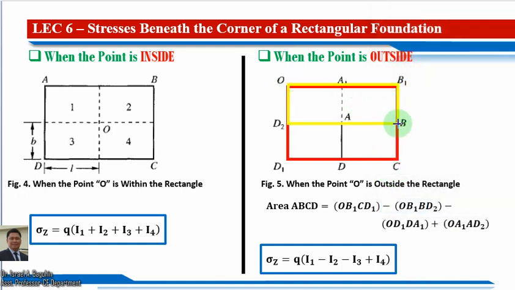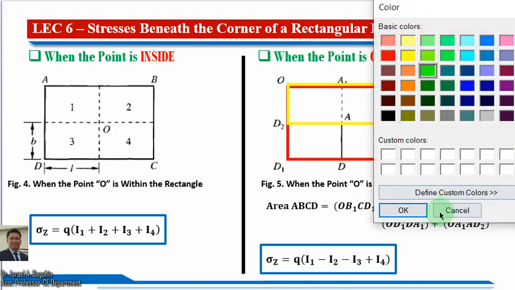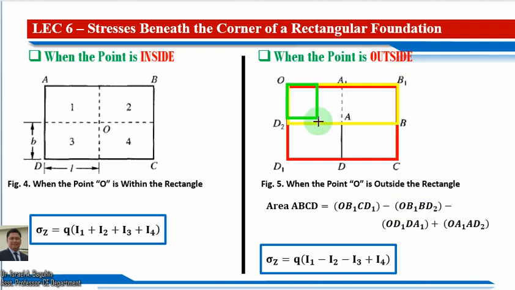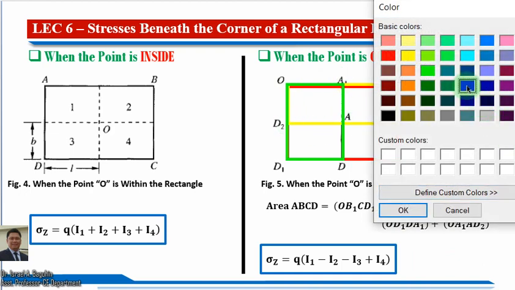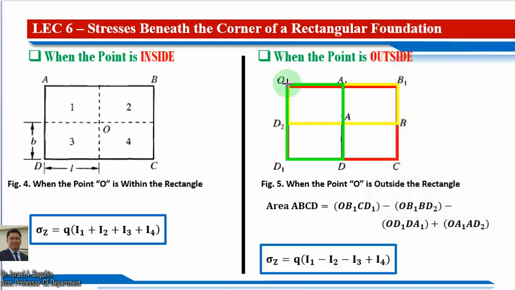Okay, so minus this one. Minus again OD1DE1, so we refer to this area. And lastly, we have plus OA1AD2. So this would be our last rectangle here.